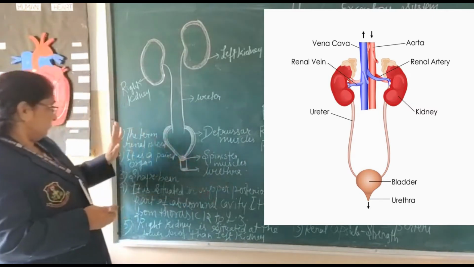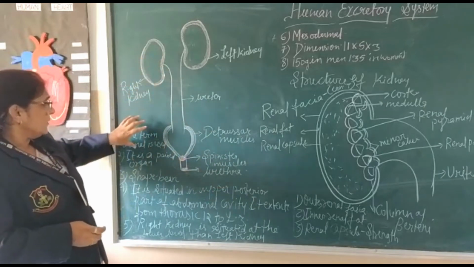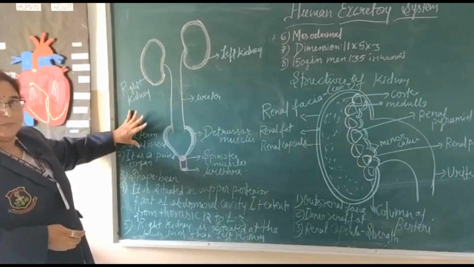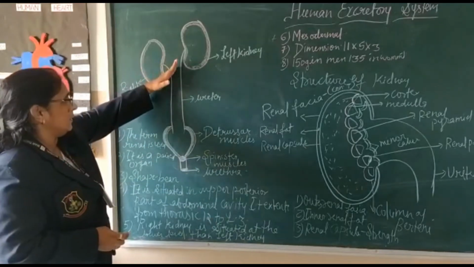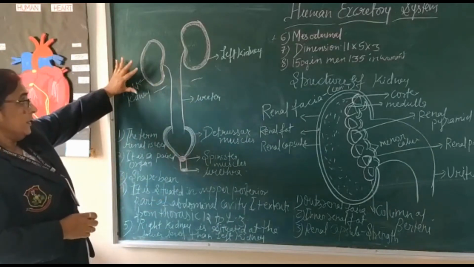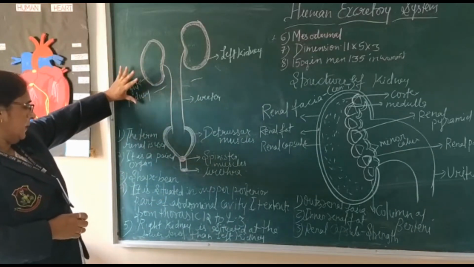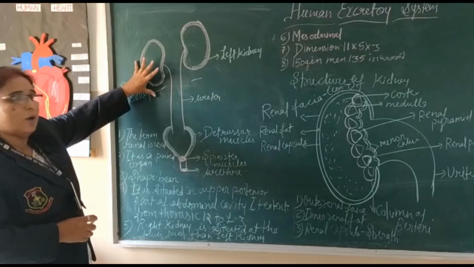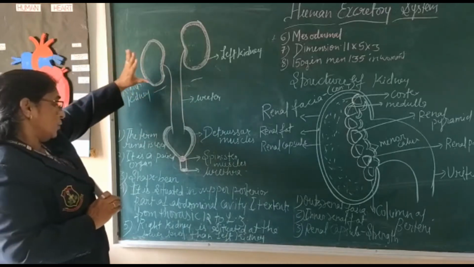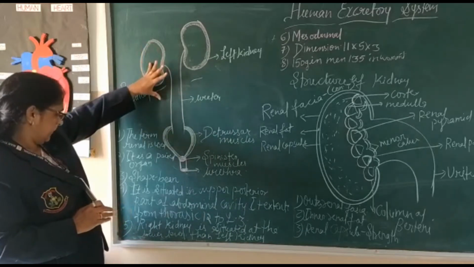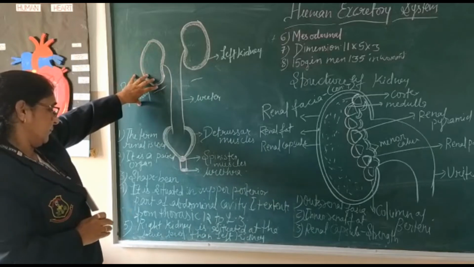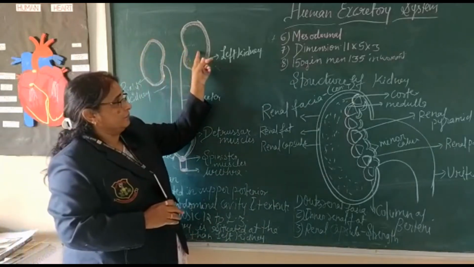Now in detail, the term renal is used for kidney. It is a paired organ. Its shape is bean-shaped. It is situated at the upper posterior part of the abdominal cavity. It extends from T12 to lumbar 3. The right kidney is situated at a lower level than the left kidney.